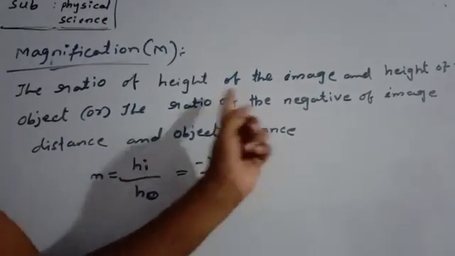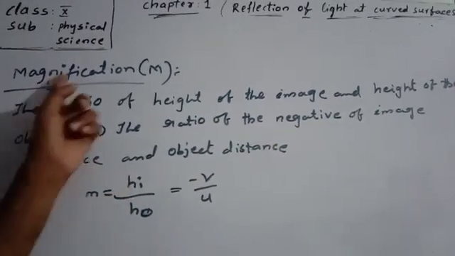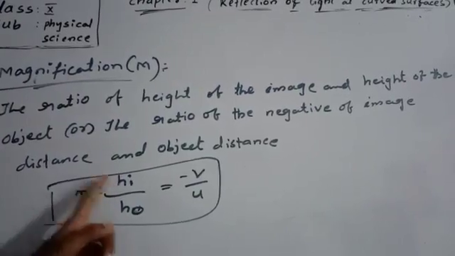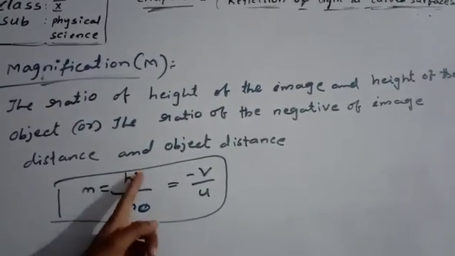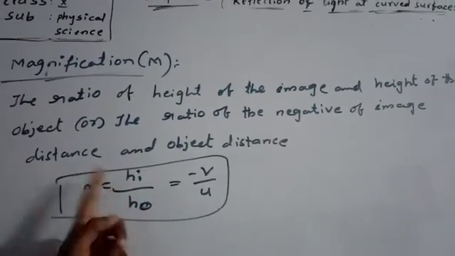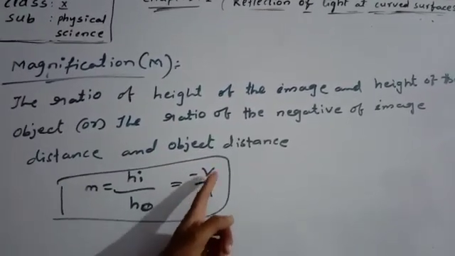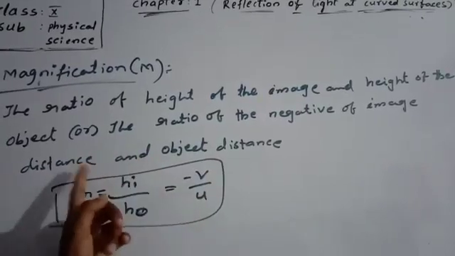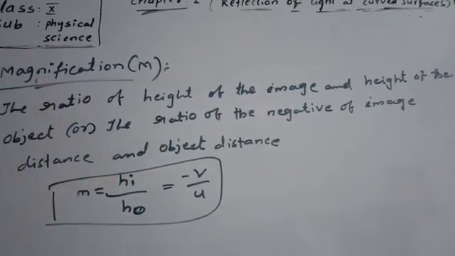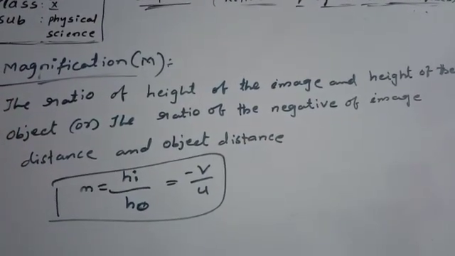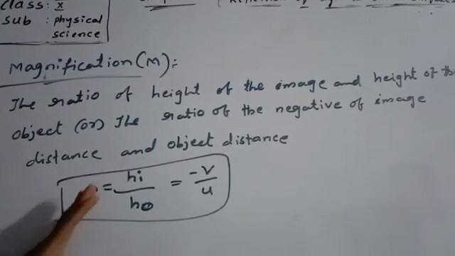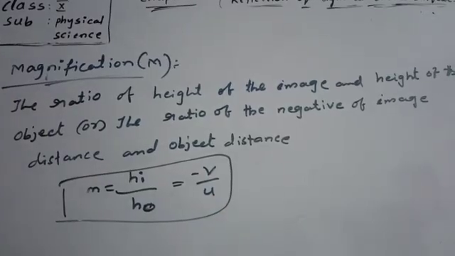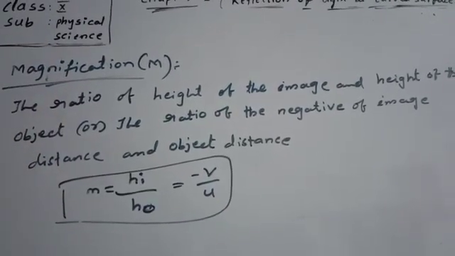What is the ratio? Magnification. Depending on this, we can say this definition: the ratio of the height of the image and height of the object, or you can say the ratio of the negative of image distance v and object distance u. This formula you have to remember.